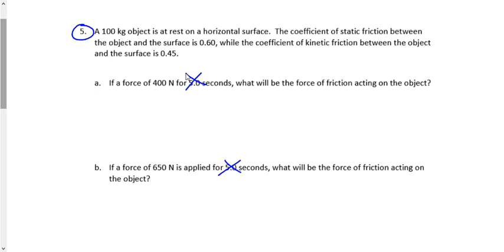Now, does 400 make it move? I don't know. Let's find F max to see if it moves here.